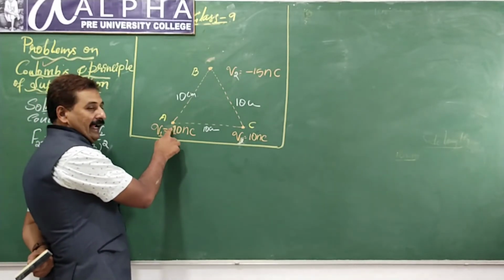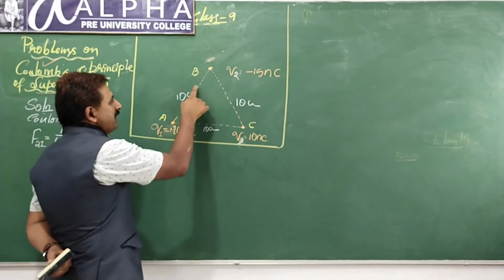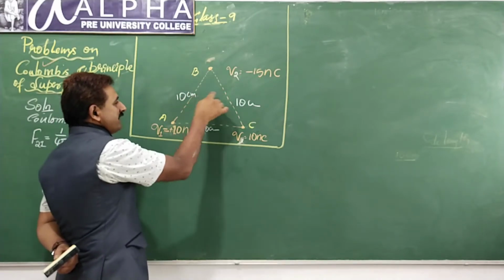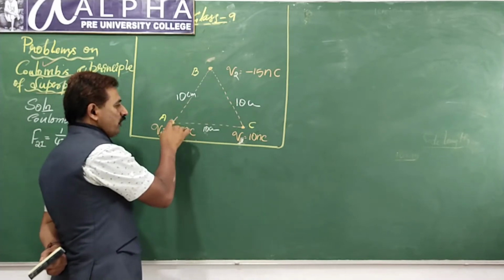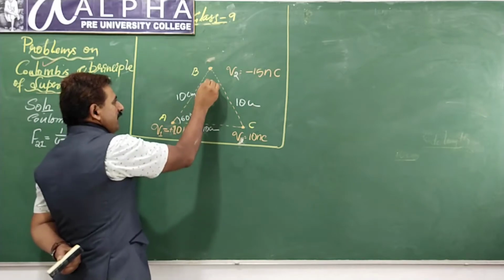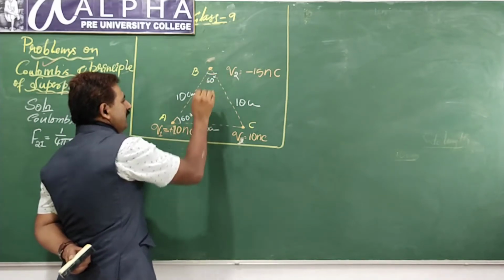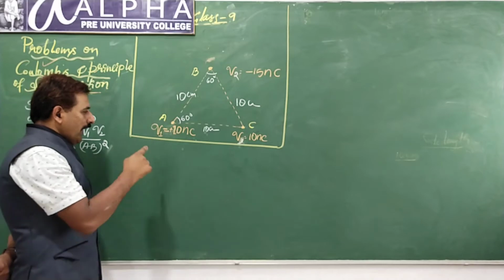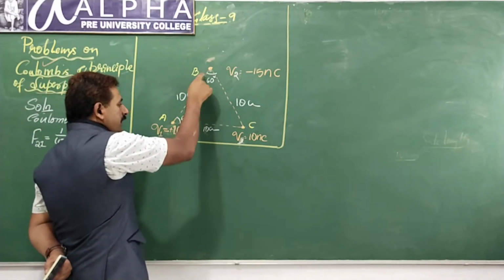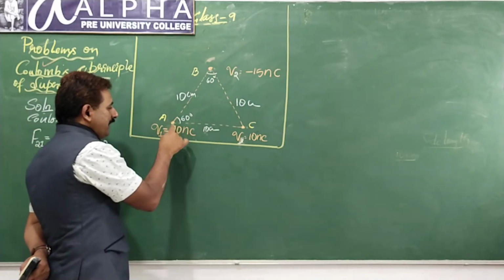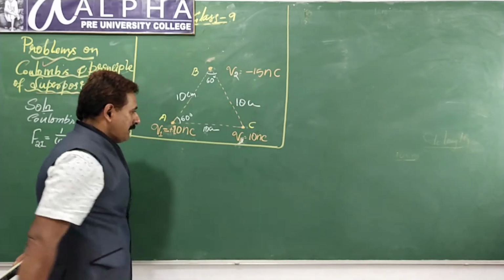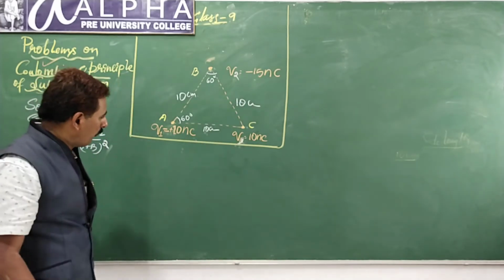Okay. I have represented the data given in the problem in this triangle. Three vertices, equal sides, 10, 10, 10. So it's an equilateral triangle. The angle at each vertex is 60 degrees. This is also 60 degrees. Now we have to find the force at corner B, among A, B, C. Charge at A is plus 10, charge at B is minus 15, charge at C is plus 10. That's what is given in the problem.